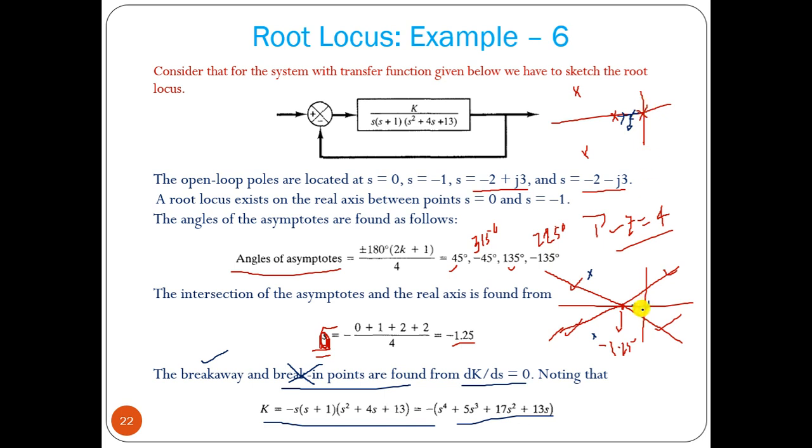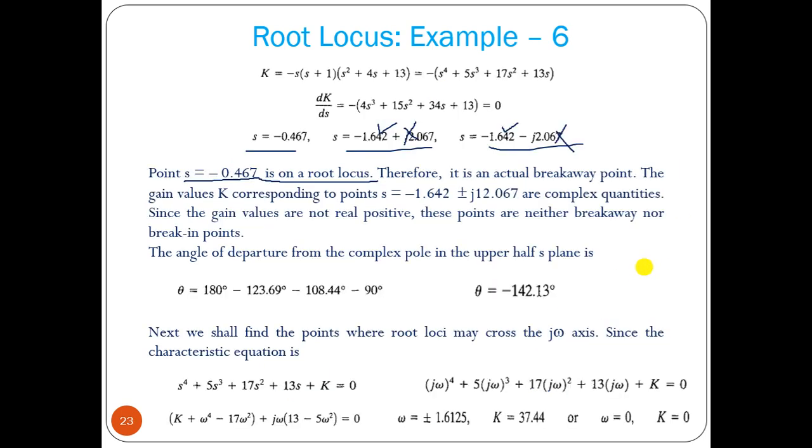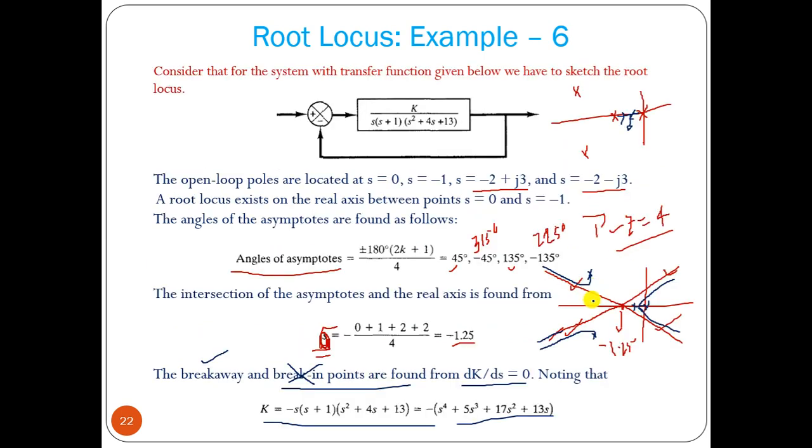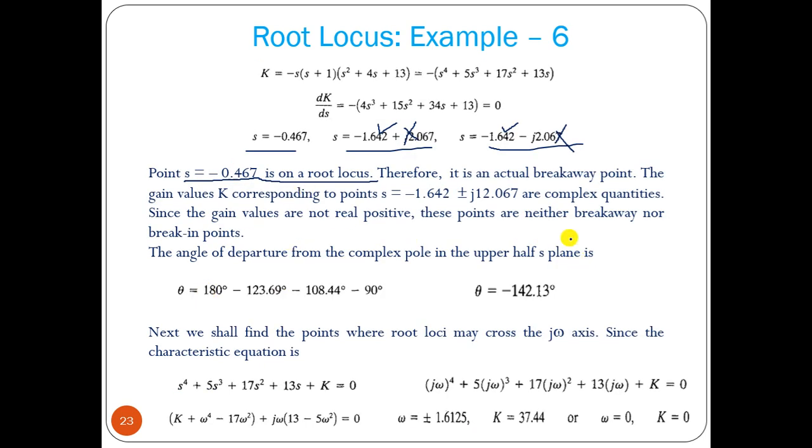So these 2 poles come here, break away, and go this way, and these 2 poles depart and go this way along the asymptotes. That should be the plot. So what we have to do now is find the angle of departure for that particular complex pole.